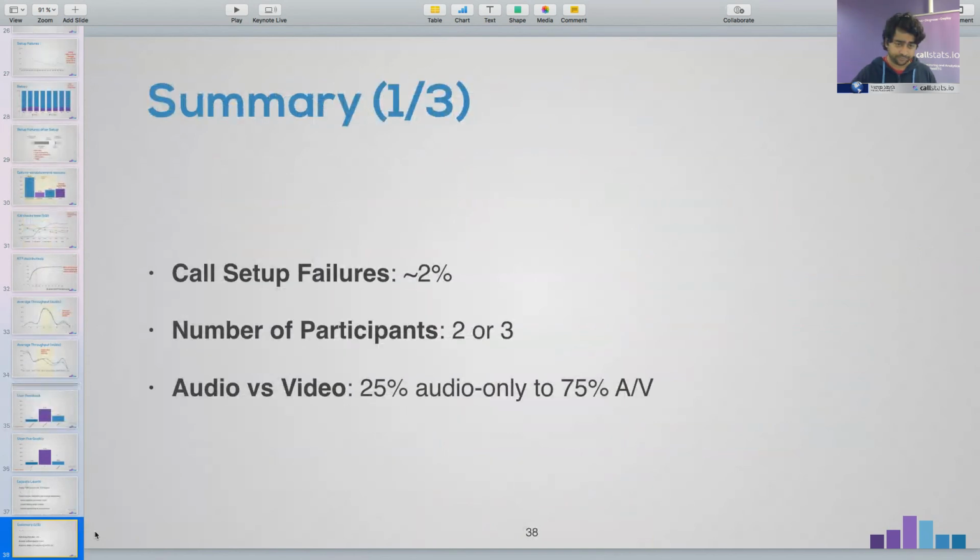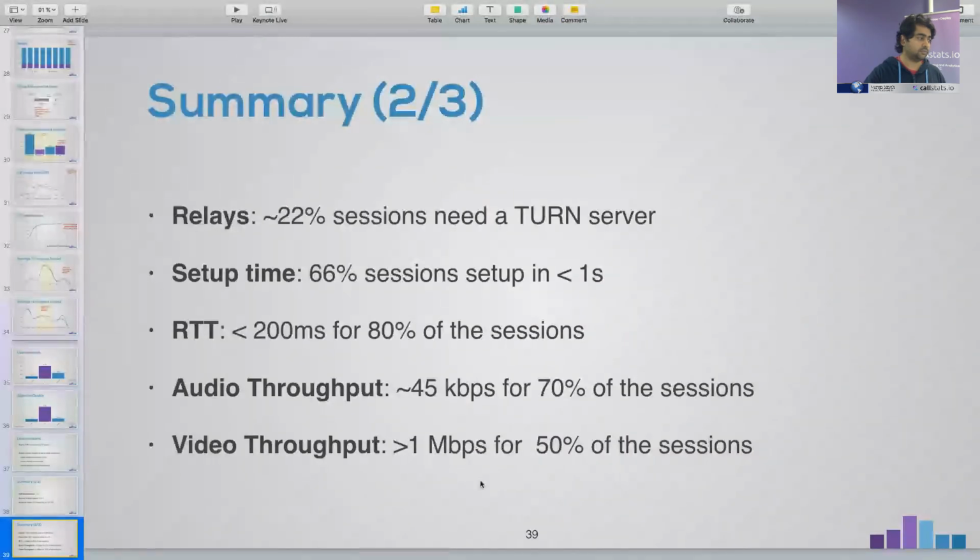So just to quickly summarize, call setup failures are around 2%. The number of participants on a call still remains around 2 to 3 people. 75% of the calls that we monitor are audio and video, and 25% are audio only. We see about 20% relays, and for 66% of the calls, the call setup takes less than 1 second.